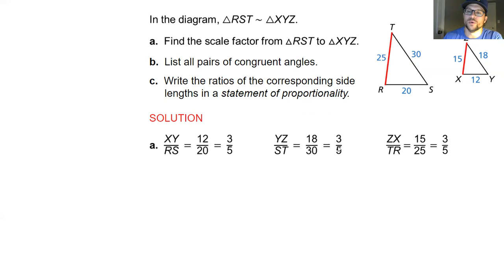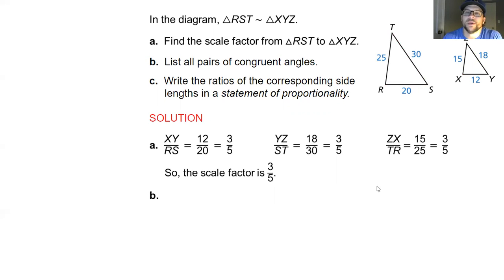So these two triangles are similar because their sides are proportional. You set up a fraction, you set up a ratio, reduce it, and they're all the same. So that's the scale factor from RST to XYZ, 3/5.